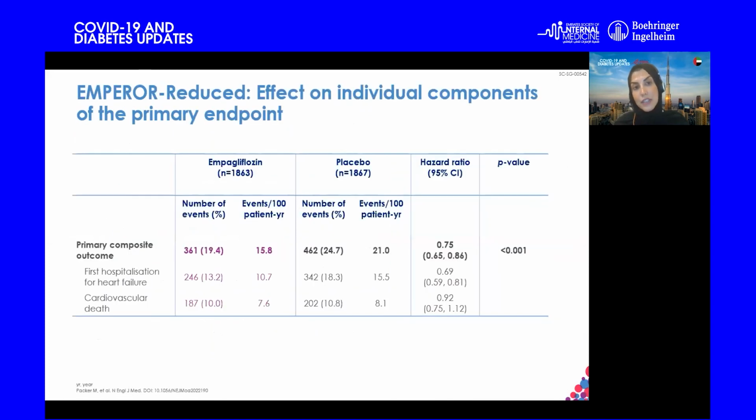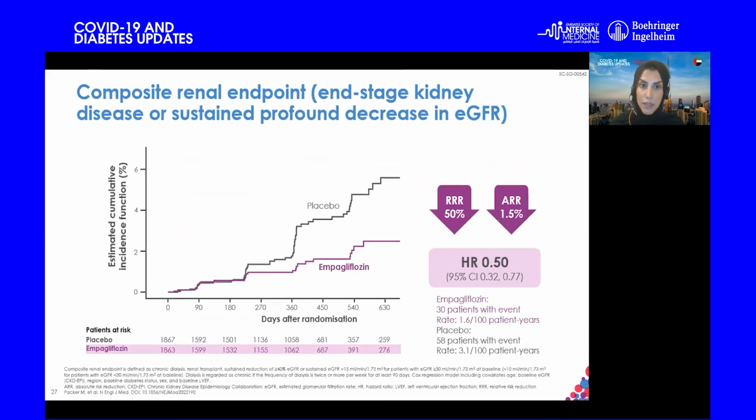Moving straight to the exploratory endpoints, and here we are looking into the individual components of the primary endpoint. If we look into the first hospitalization for heart failure, a 31% relative risk reduction has been achieved, and this has been statistically significant. When it comes to cardiovascular death, a pronounced 8% benefit or reduction in cardiovascular death was provided by empagliflozin compared to placebo, yet it does not reach statistical significance.